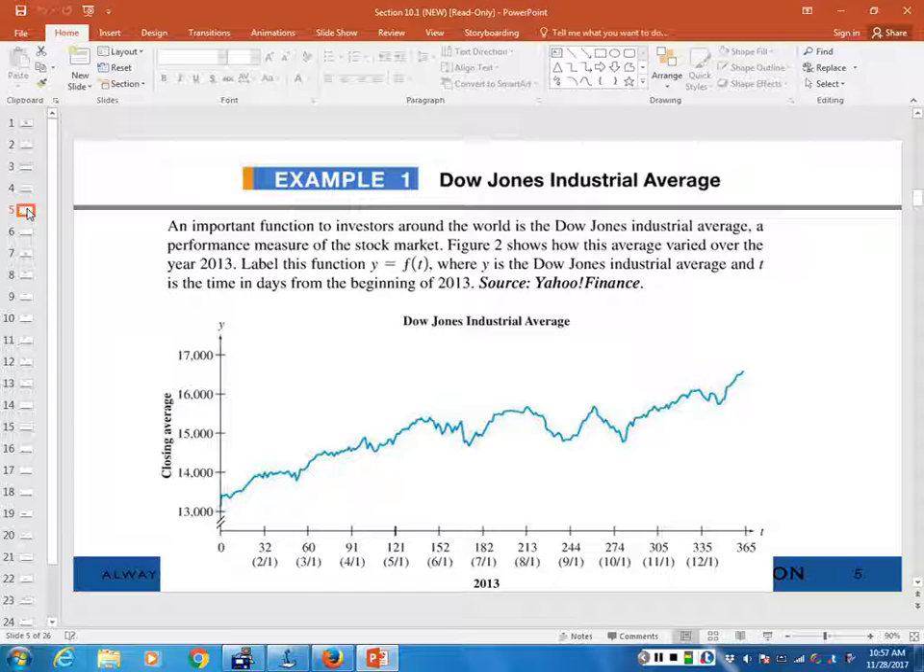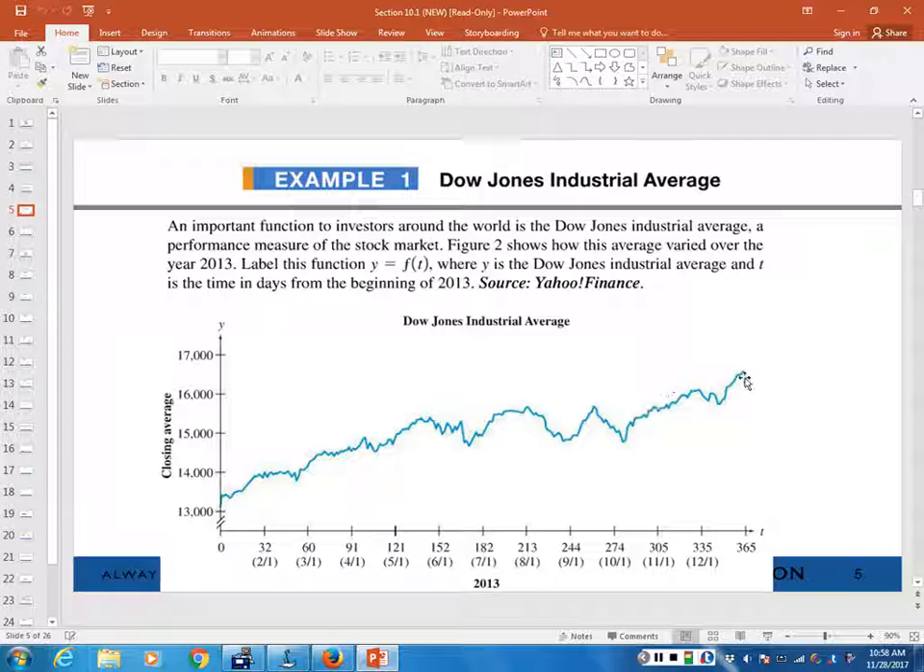So on this graph, 0 back here represents January 1, 2013. And then 32 represents on this graph what the Dow Jones average was on February the 1st, 2013. And then 305, which has a corresponding Y value up here on that graph, represents the closing average of the Dow Jones Industrial on November the 1st, 2013.